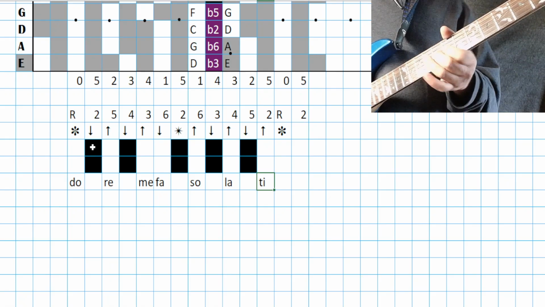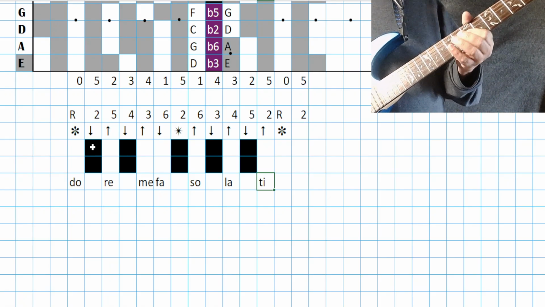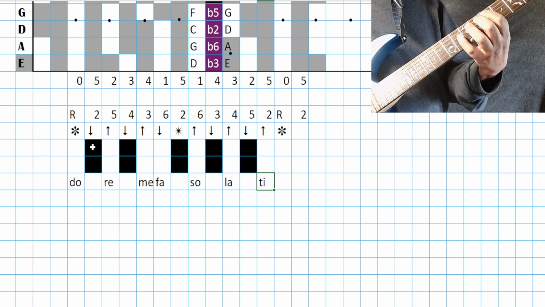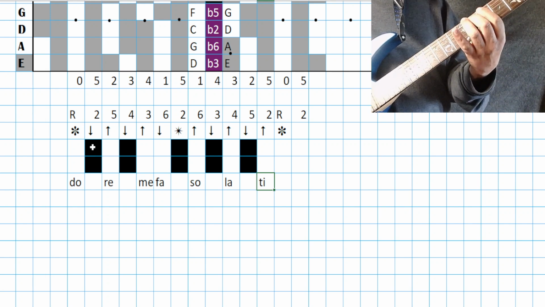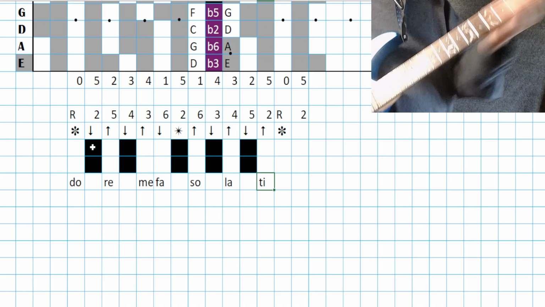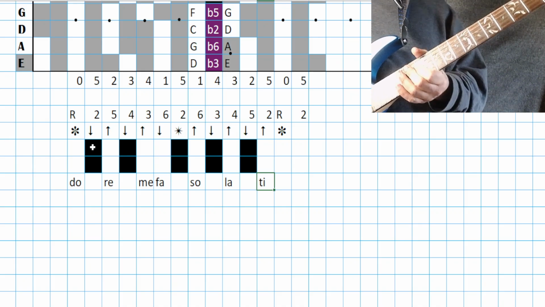up, and back to the root. Now, where are all the keys that fall? All the in-between notes are going to fall. So a half step up is going to fall. But if we go the other way, a half step down is not going to fall.